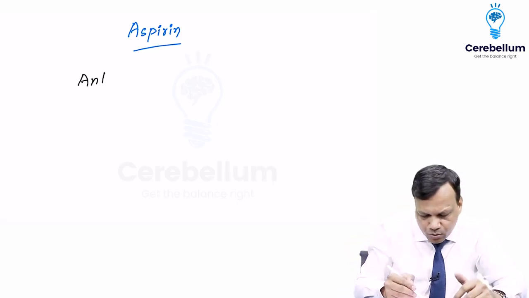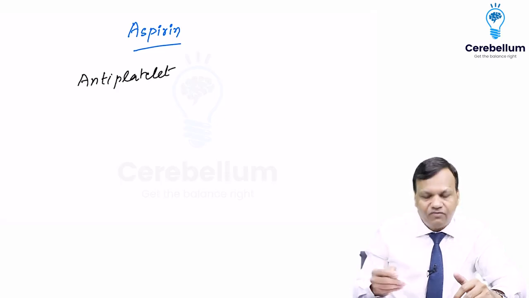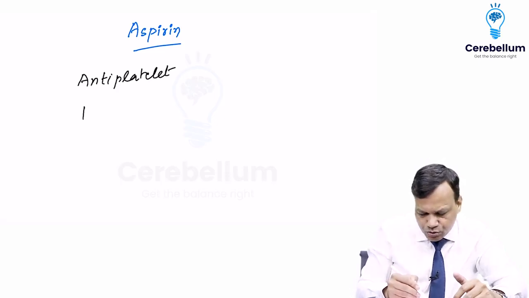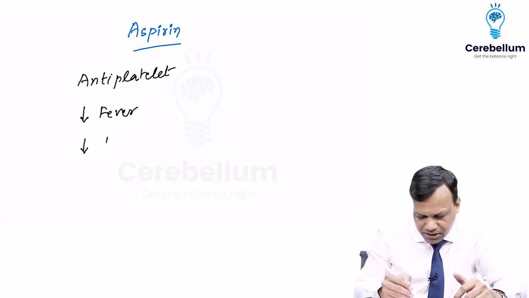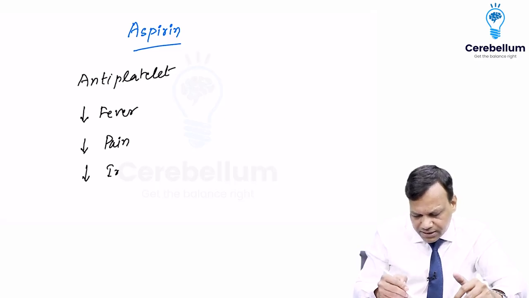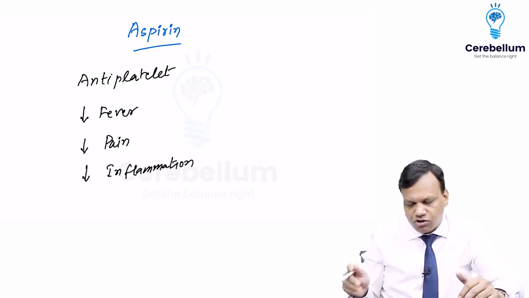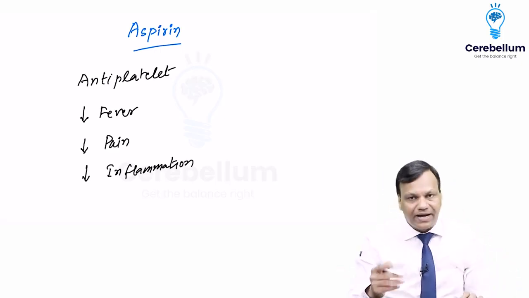At the lowest dose, aspirin is used as an antiplatelet drug. When we slightly increase the dose, it is used to reduce fever, as an antipyretic. At slightly more dose, it is used to reduce pain. And at high dose, it is used to decrease inflammation. So 4 indications of aspirin which are dose dependent.